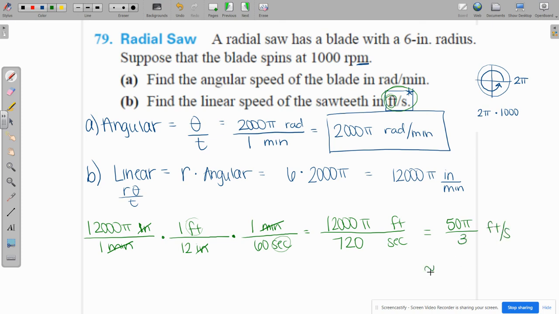Or to approximate it, if we type that in our calculator, this is going to be about 52.36 feet per second, which probably makes more sense to us. We can envision what that looks like, covering about 52 feet every second.